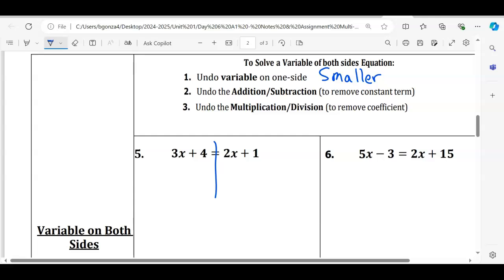So here's my question. If 2x is a positive term, it's positive, right? How do you get rid of anything positive? What's the opposite? What's the opposite of positive? Does anybody know what the opposite of positive is? Y'all are killing me. Thank you so much. Negative. So the opposite of positive is negative, so we are going to subtract. Cool? Let's subtract 2x on both sides.